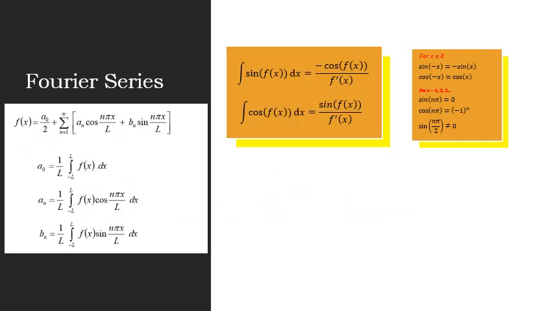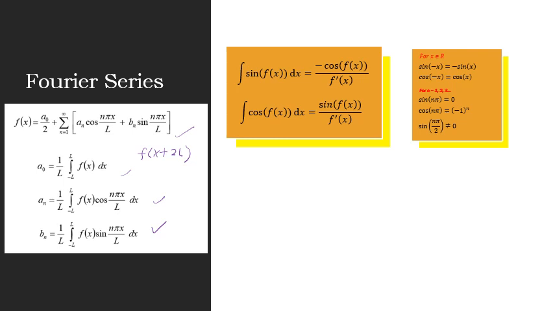So this is the summary that we have learned from this video, where we have the Fourier series here. For the Fourier series we have the coefficients a0, an, and bn, and also l, which we get from the general form x plus 2l. Then we can obtain l from the cycle of the period. Next we learn how to integrate trigonometric functions. For sine we have negative cos f(x) over f prime x, and for integration of cos we have sine f(x) over f prime x.